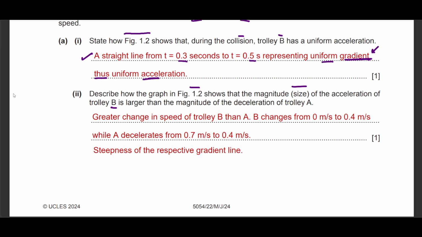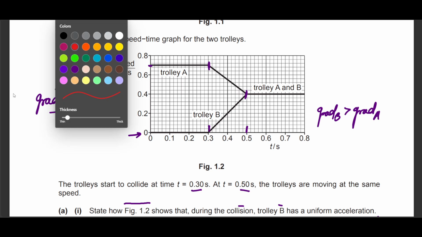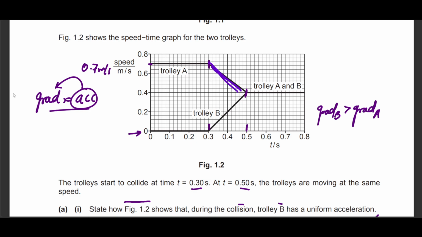In part 2, we are asked to describe how the graph in figure 1.2 shows that the magnitude (size) of the acceleration of trolley B is larger than the magnitude of the deceleration of trolley A. Now, there are two arguments for this. Since we're looking for acceleration and acceleration is the gradient, we can argue that the gradient of trolley B is greater than the gradient of trolley A. But for the sake of a student who may not be able to figure this out just by looking at the diagram, because even to my eyes, and again we have to accommodate for exam pressure, it looks like they're probably the same, how would you argue otherwise?